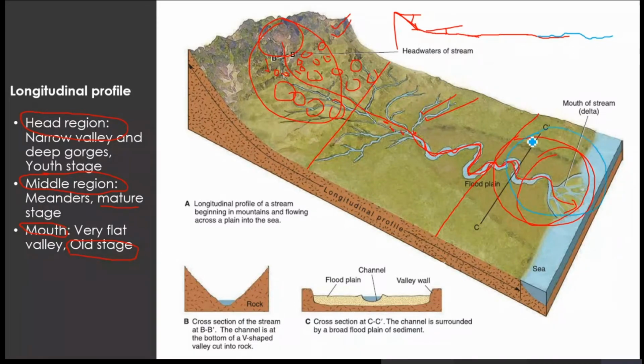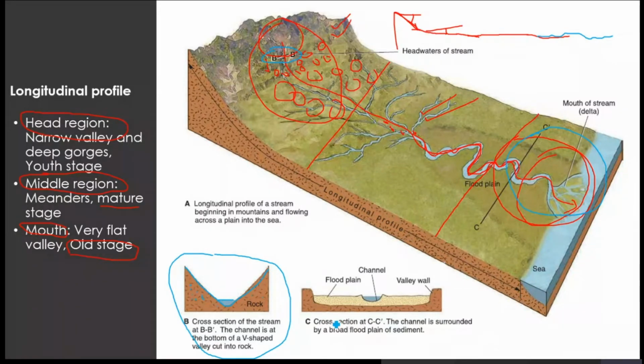So this part we call the mouth stage, or the old stage of the river. This is the river we are talking about. If you see the cross section of this river at the head region, this is the river valley. The river valley is very narrow, and it is bounded by hard rocks. Hard rocks means highly compact, dense, resistant rocks.